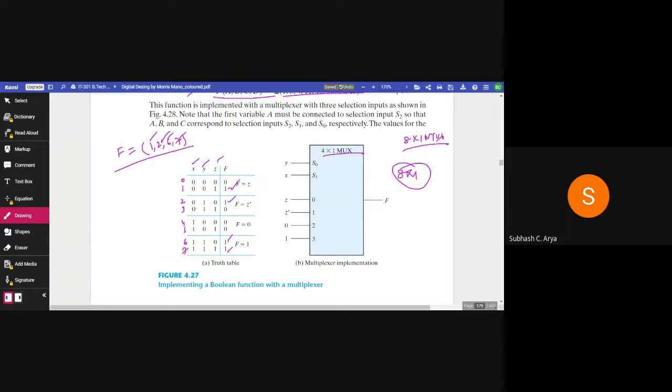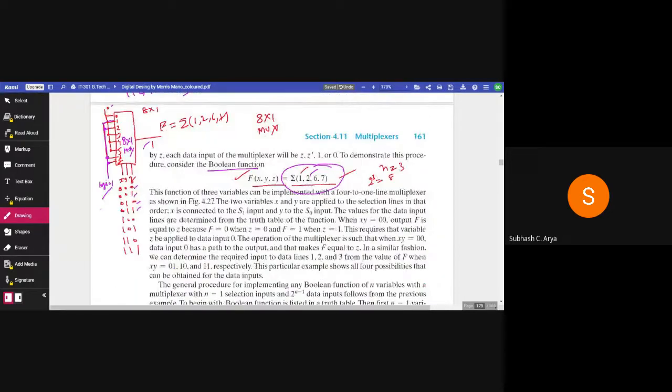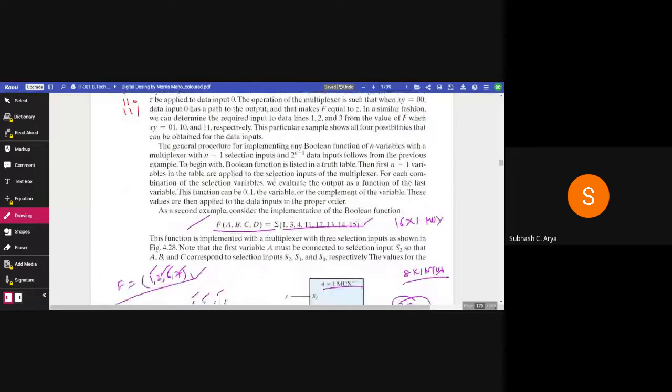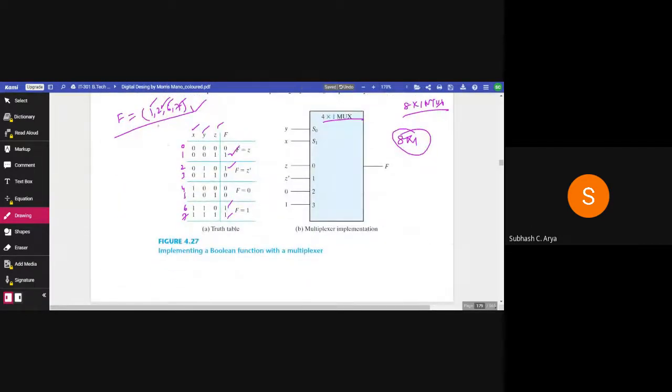Now what we are trying to do: suppose we want to implement this 8 cross 1 size function, which can be done straightforwardly the way I have implemented here. But the issue is that instead of this 8 cross 1, we have a 4 cross 1 multiplexer. Then how to do it? That becomes a problem. So that problem is going to be solved here. We have written all 8 combinations as input and now write the function.